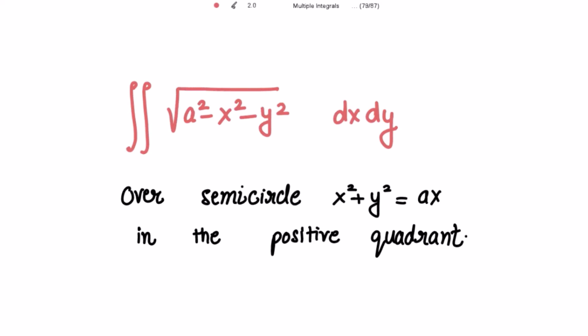Evaluate the double integral of square root of a square minus x square minus y square dx dy over the semicircle x square plus y square equal to ax in the positive quadrant. Now the semicircle is given to us, so we need to change these Cartesian coordinates into polar coordinates.